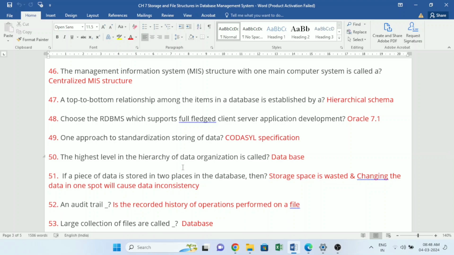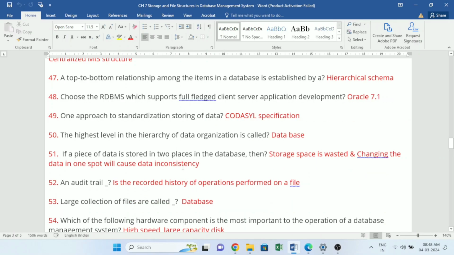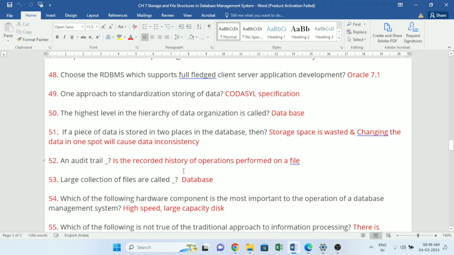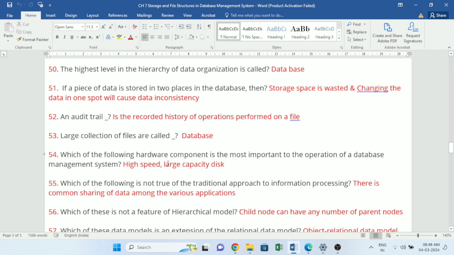48. Choose the RDBMS which supports full-fledged client-server application development. Oracle 7.1. 49. One approach to standardization storing of data. Codasyl specification. 50. The highest level in the hierarchy of data organization is called database. 51. If a piece of data is stored in two places in the database, then storage space is wasted and changing the data in one spot will cause data inconsistency.